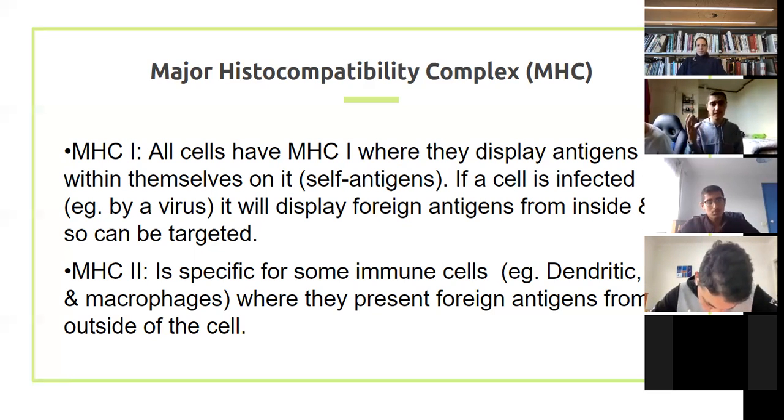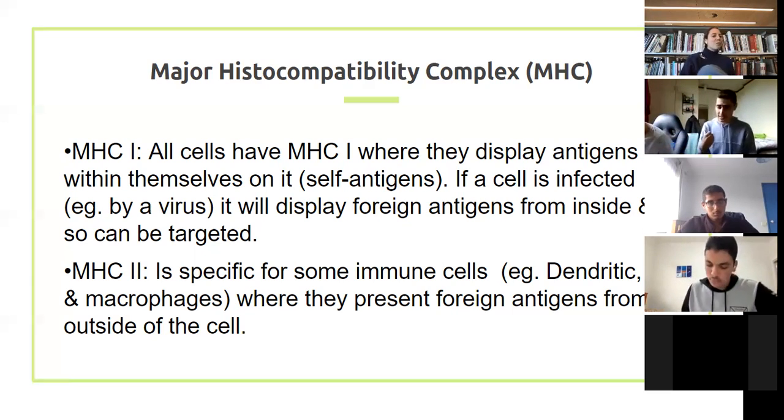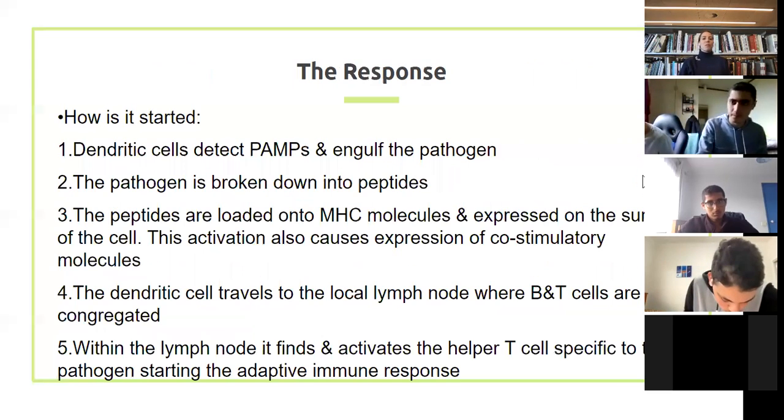MHC2 is a specific type of complex that shows not your own antigens, but things from outside. So bacterial parts or bacterial proteins and whatnot. And that's why it's specific to immune cells. They pretty much eat stuff up and show it on MHC2.